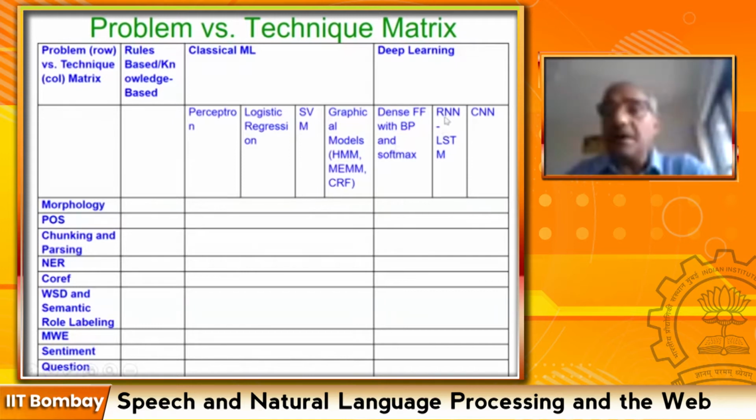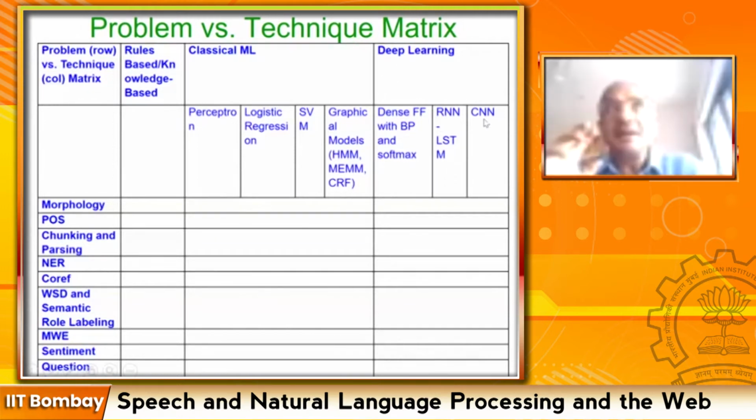And then we have recurrent neural networks, again a classical neural network, because this introduced feedback into the framework. In the dense feed-forward network, there is no concept of feedback coming from one layer into another. And a slightly different kind of framework is the convolutional neural network, which does pooling on the input. These are the top level categories of deep learning techniques: dense feed forward with backpropagation and softmax, recurrent neural networks (LSTM), and convolutional neural networks.